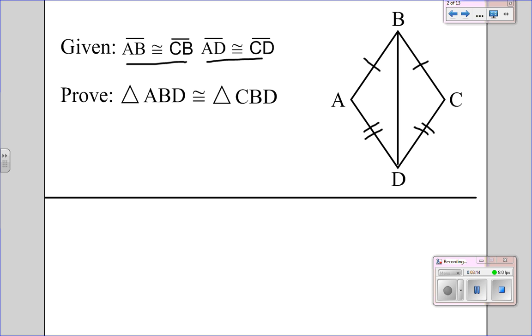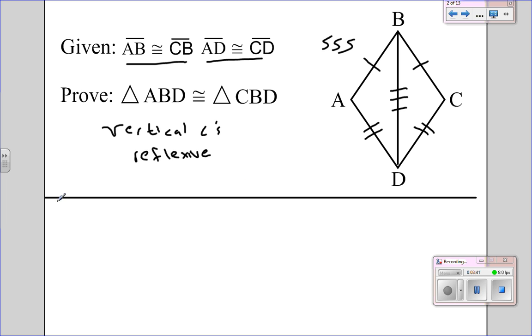In other words, you're looking for items such as vertical angles or reflexive sides. In this case, I have no vertical angles, but I do know that BD is congruent to itself, so we're going to call that a reflexive side. And I can prove that these two triangles are congruent, and that's what it's asking me to do, by SSS. So let's actually write the proof now.